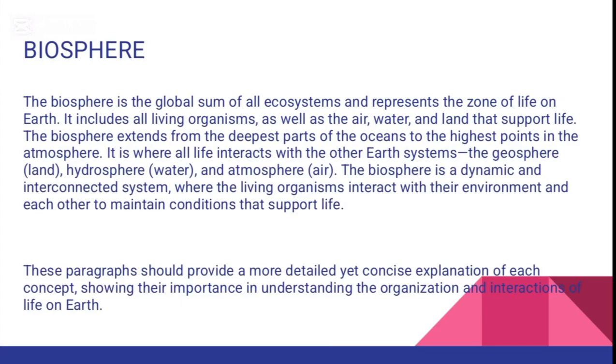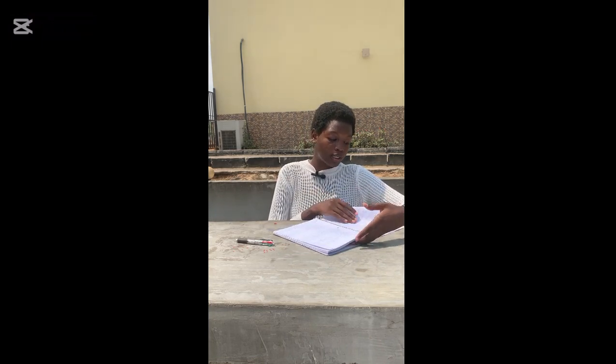And now, the last part of our hierarchy of organization is the biosphere. This is the largest part of the hierarchy of organization. It covers everything that we've talked about previously. A biosphere is the global sum of all ecosystems and all zones of life on Earth, including the air, land, and the ocean. The biosphere extends itself to the deepest parts of the oceans and the farthest parts of the Earth.